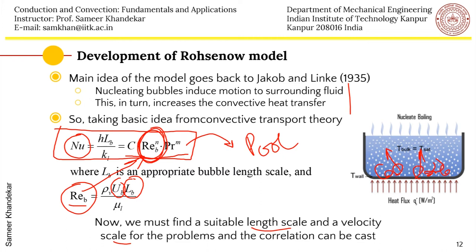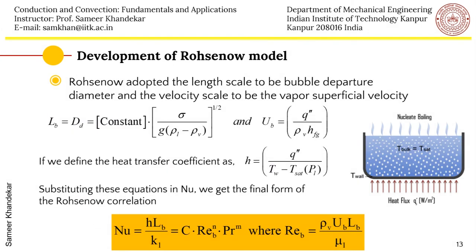So what is the length scale? Rosenau adopted the length scale to be the bubble departure diameter. Now, as you recall the Bond number, which we studied in the last class, the Bond number was a ratio of the surface tension forces to the gravity forces, or the buoyancy forces. The buoyancy forces are represented by g delta rho, and the surface tension by sigma, so sigma upon R, for example, or sigma upon D.